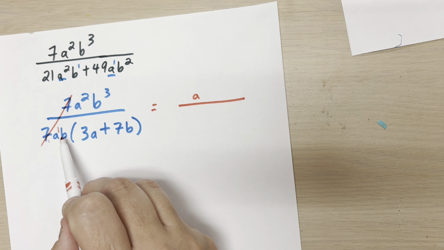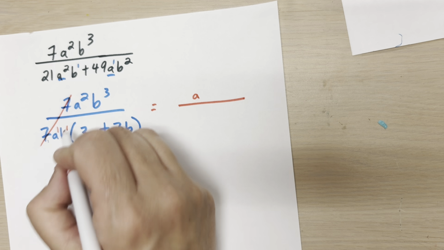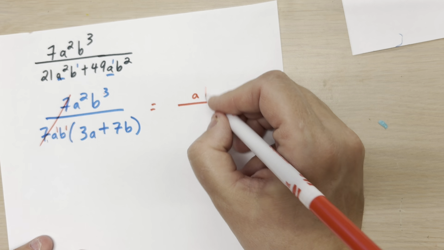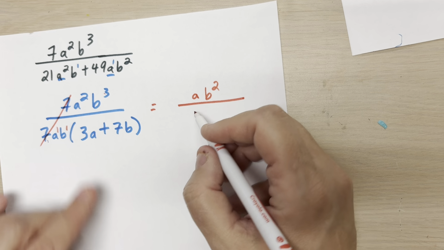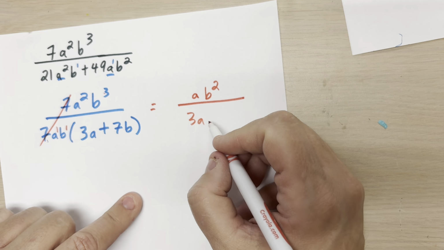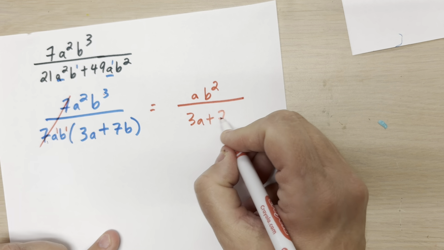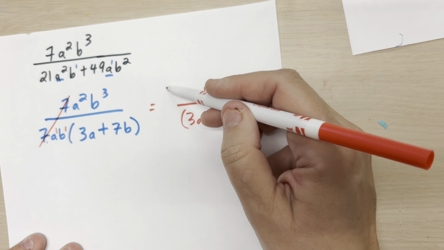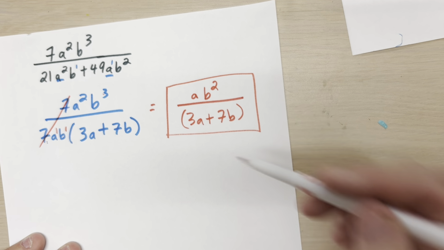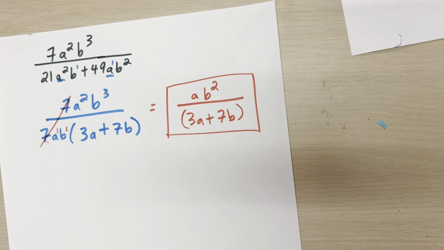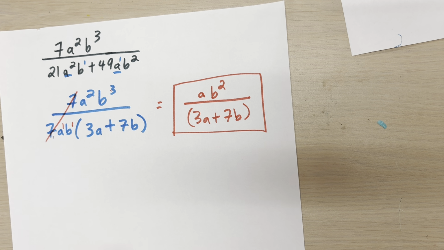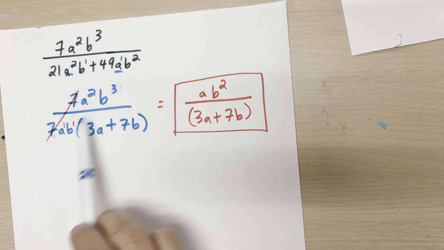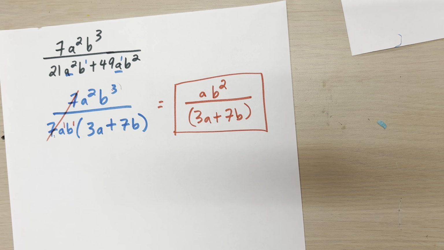B to the third over b to the first. 3 minus 1 is 2. 3 is bigger, so b squared up top. And then I'm left with 3a plus 7b on the bottom. It's a binomial. I like to put it in parentheses. Now, in case you're thinking, wait a minute, Mary, a minute ago you said we could only do it if the binomials were the same. That's true. However, monomial over a monomial, which is how we started this whole video.